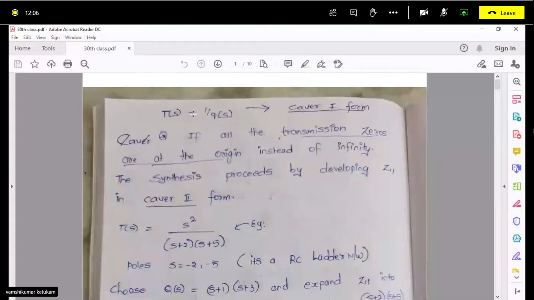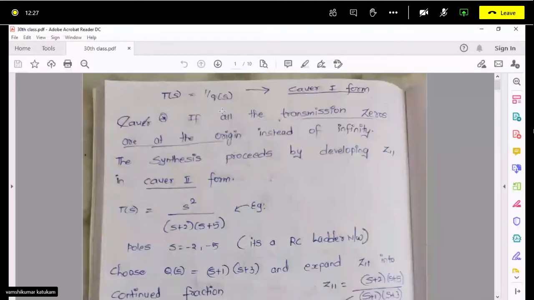This function we took, and we have synthesized input by selecting capital Q of S and obtaining constant k. We have obtained constant k by applying the limit s tends to 0, and we have determined the k value.